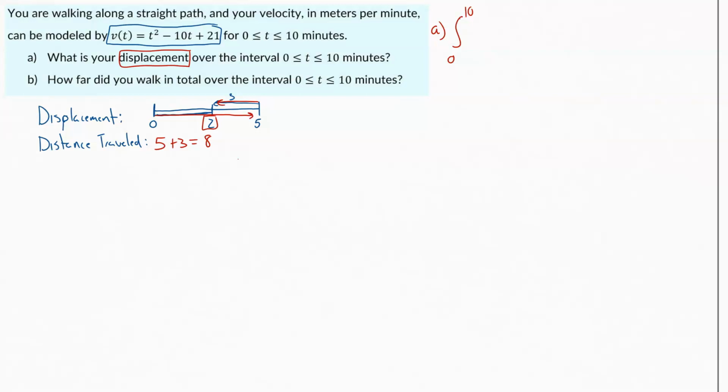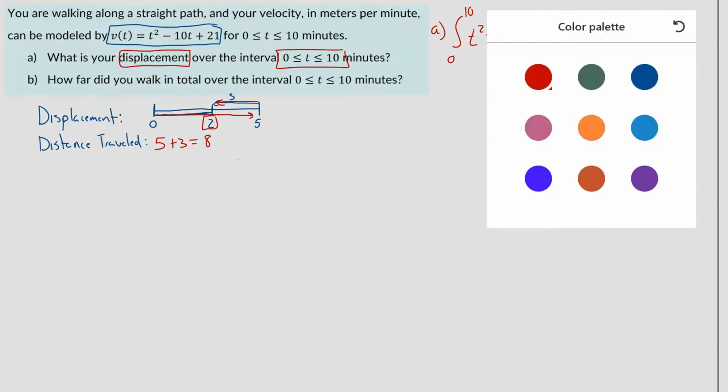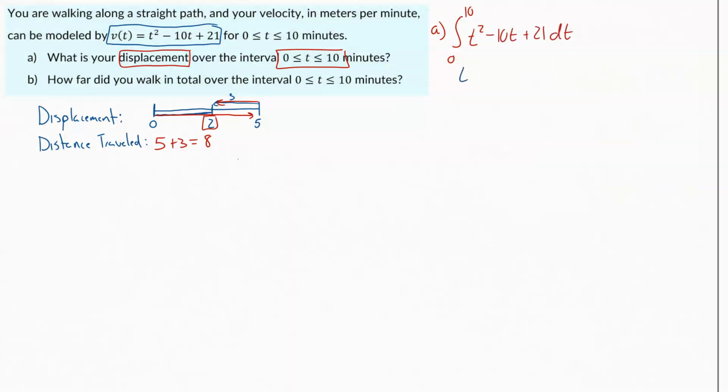So to find out how far from our starting position we moved, our displacement, we would take the antiderivative from 0 to 10 because that's the amount of time we're working with here. Then we go through our normal definite integral process. We start by doing our power rule: add 1 to the power and then divide by that new power. Then minus 10, there's an unwritten 1 on that t, so we add 1 to the power, divide by the new power, and then numbers by themselves gain a letter back, so that 21 gets a t.